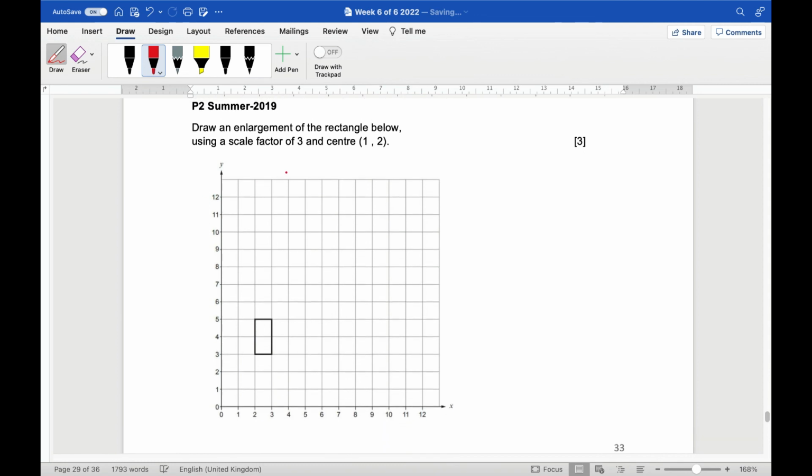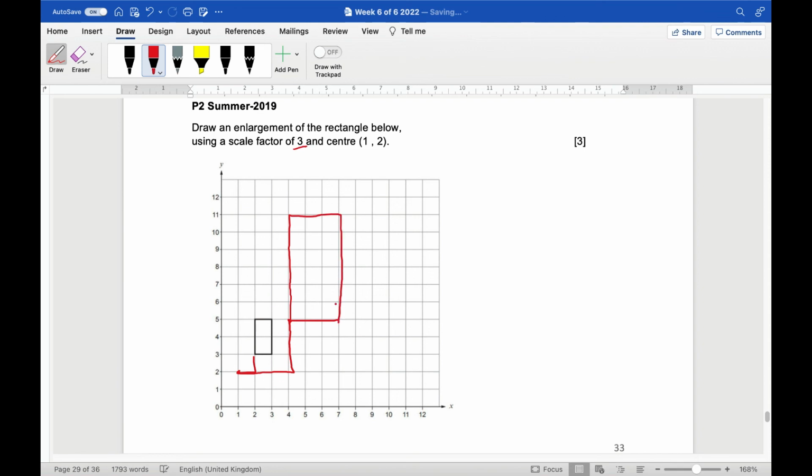Same thing, scale factor 3, 3 times as big and 3 times as far away, and this time the centre is 1, 2. So to get from there to this corner, it's 1 across and 1 up. 3 times as far away would be 3 across and 3 up, but they then have to draw it 3 times as big. 1, 2, 3, 4, 5, 6.